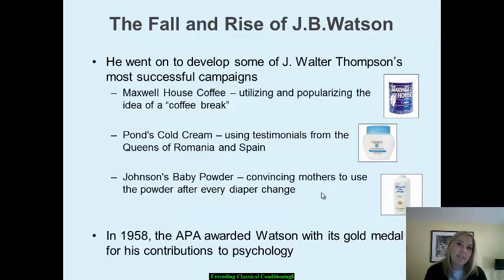Another one that he was very successful in pushing was Johnson's baby powder. Basically what this whole ad campaign did was it convinced moms that there needed to be an association between any time you changed your baby's diaper, you had to use Johnson's baby powder.